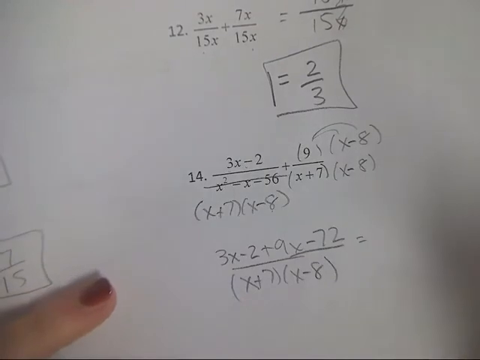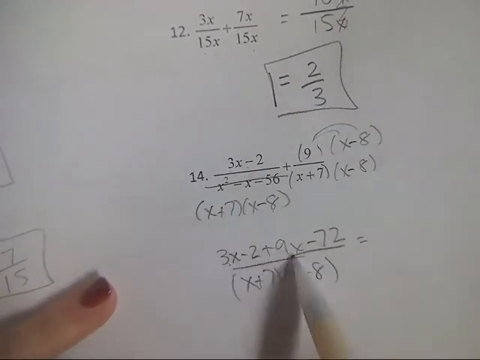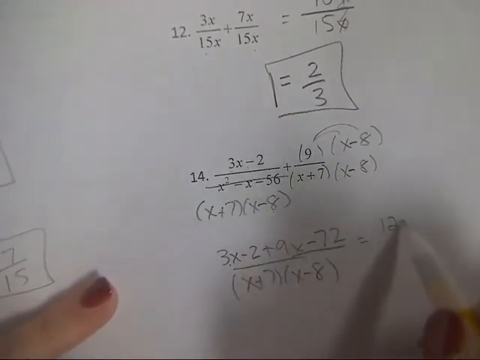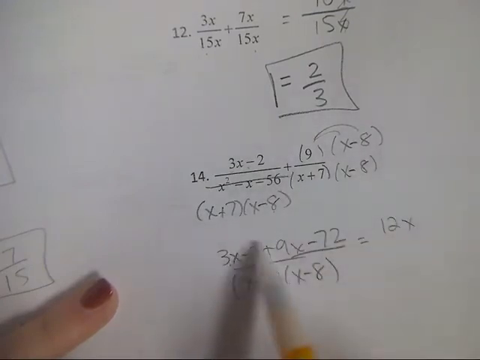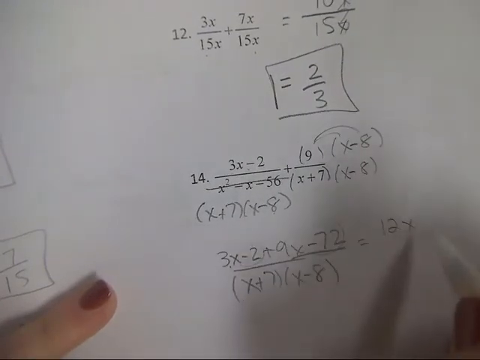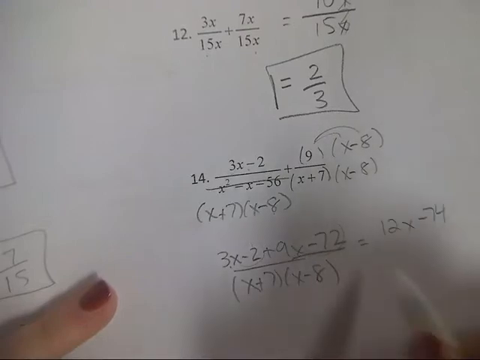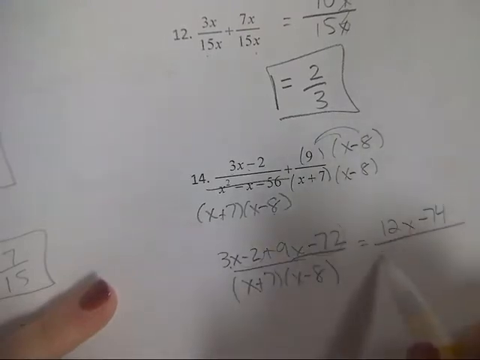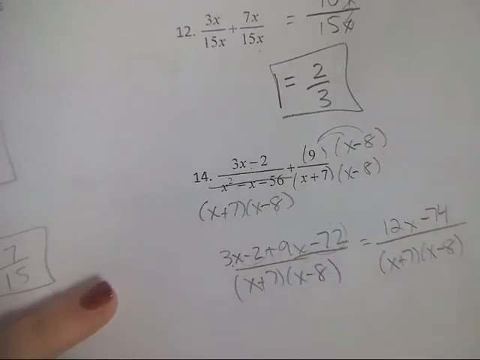Last thing we're going to do is combine like terms. I have 3 plus 9, which is going to be 12x. And then I have negative 2 minus 72, which is minus 74, all over x plus 7 and x minus 8.